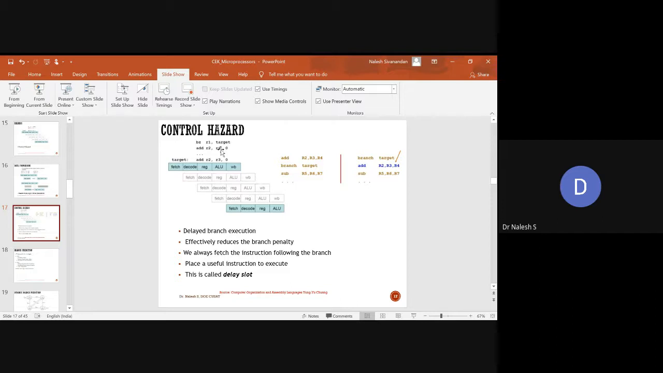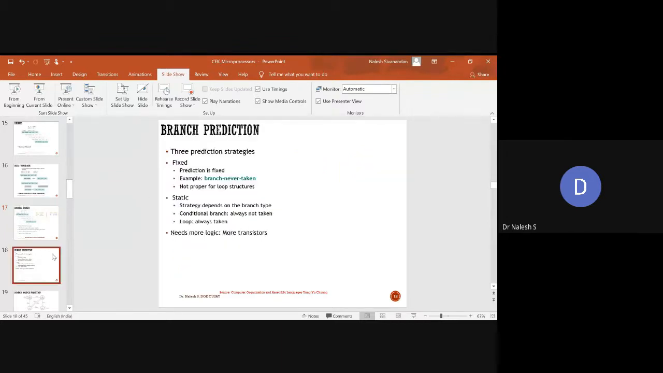If the prediction is correct, you continue. If the prediction is wrong, you do what is known as flush. Flush means whatever changes this add instruction has introduced are all flushed out, and then the target add is introduced. So if your prediction is correct, you save lots of cycles. If your prediction is wrong, you are actually wasting additional cycles for flushing. So this is the basic idea of prediction.